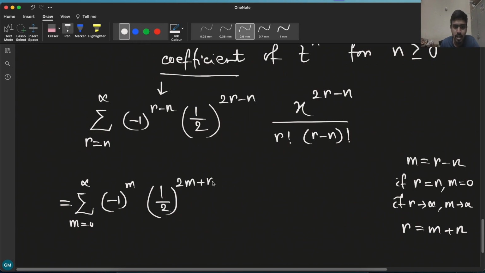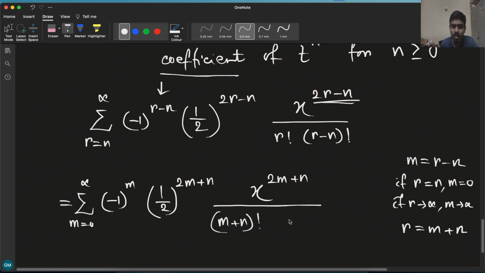So it will be 2m plus n times x to the power, x has the same power as half, so it will also be 2m plus n. And now instead of this r factorial, I can write m plus n factorial, and this r minus n factorial, I can write as m factorial.